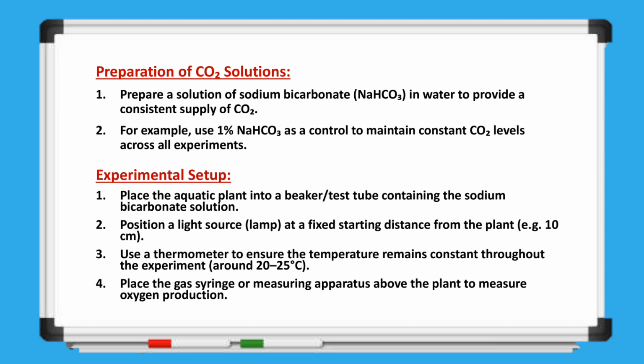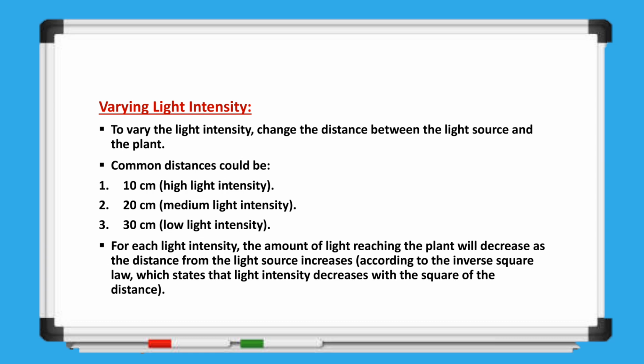We start by placing the aquatic plant into a beaker or test tube filled with the sodium bicarbonate solution. Then we place a lamp at a starting distance, for example 10 centimeters from the plant. This gives us the highest light intensity to begin with. We use a thermometer to keep the temperature steady at around 20 to 25 degrees Celsius. And finally, we set up our gas collection method using either a gas syringe or an inverted cylinder to collect oxygen from the plant. Coming on to the method of changing light intensity.